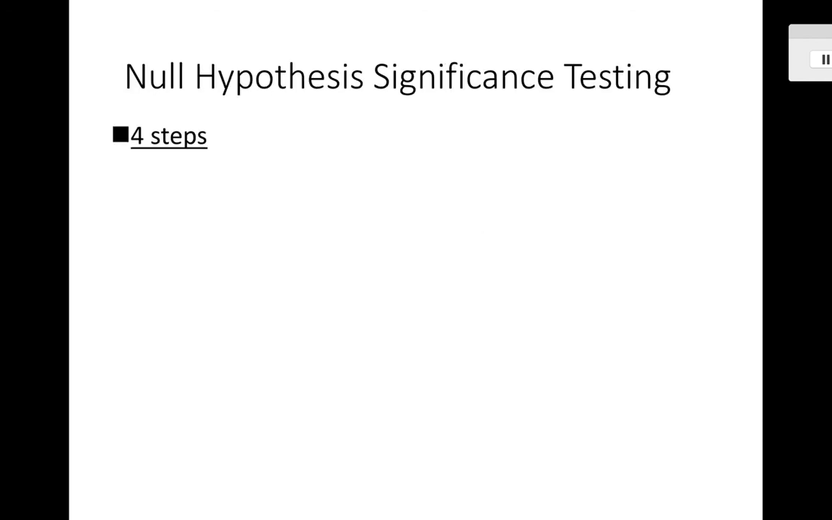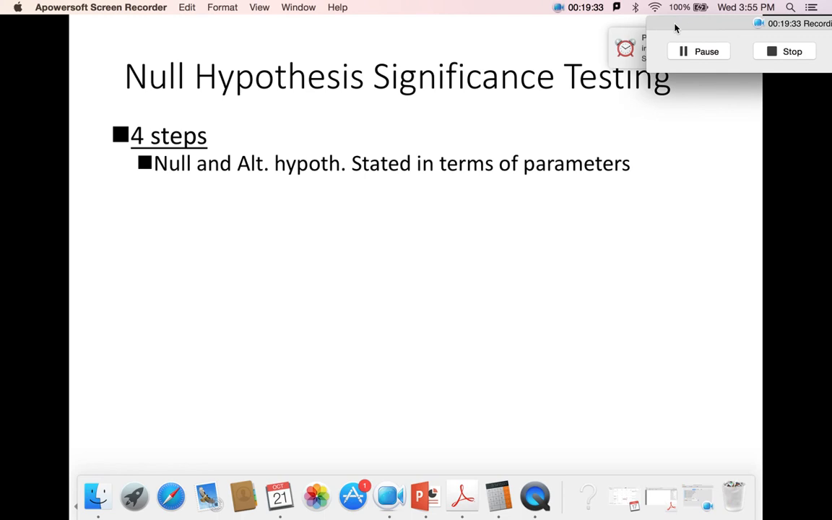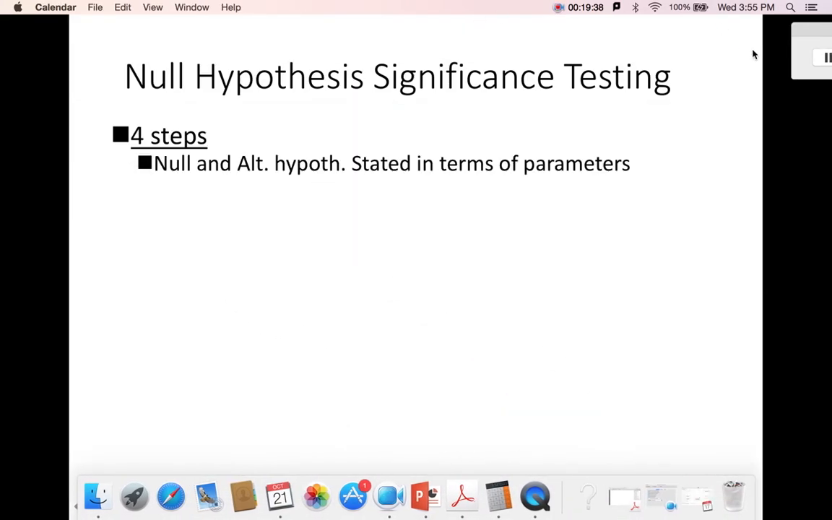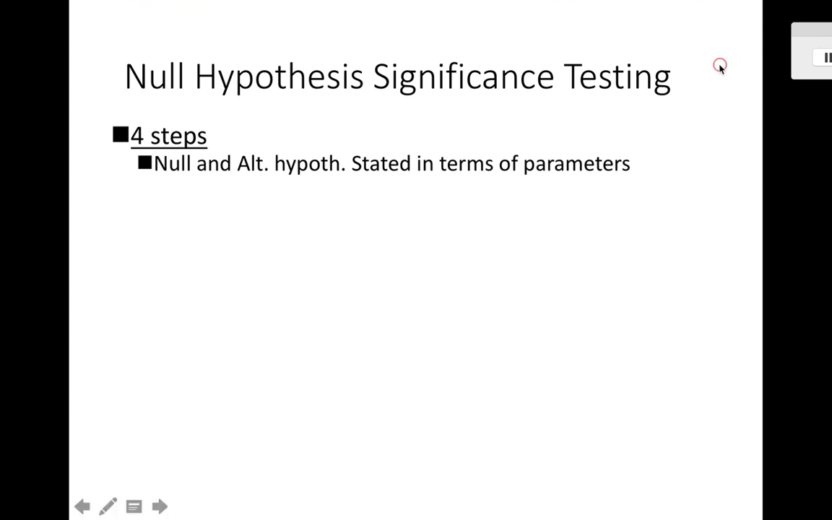Now, null hypothesis significance testing occurs in 4 steps. Step number 1, we always state the null and the alternative hypothesis in terms of population parameters. So going back to this issue, we talked about it at the beginning of the lecture when we talked about the null and the alternative hypothesis. The null hypothesis, remember, essentially stipulates that there is no differences between the groups, no relationships, no effect. The alternative hypothesis states that there is a difference, there is a relationship, there is an effect.